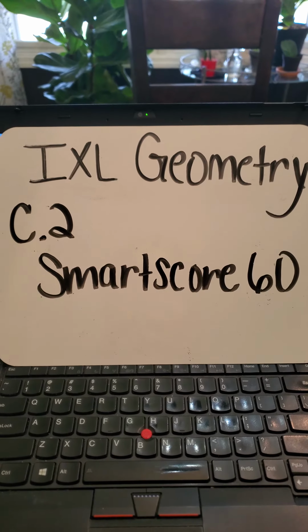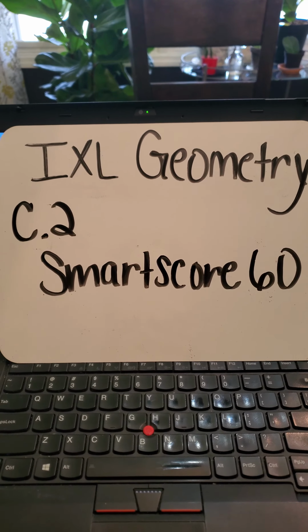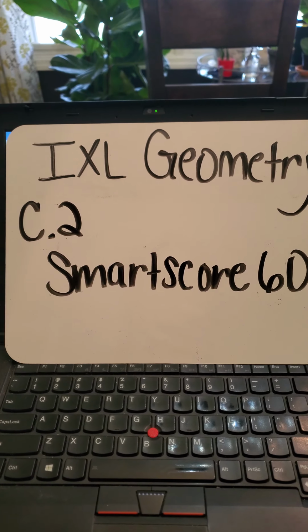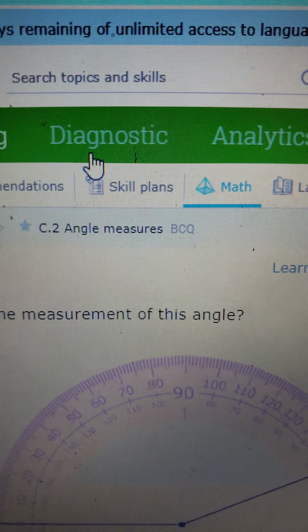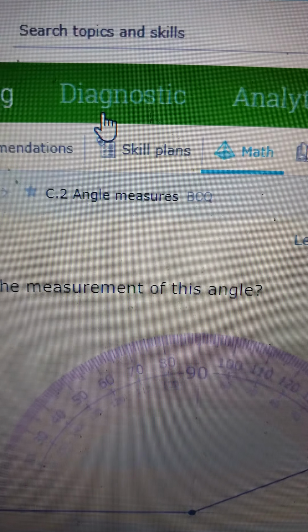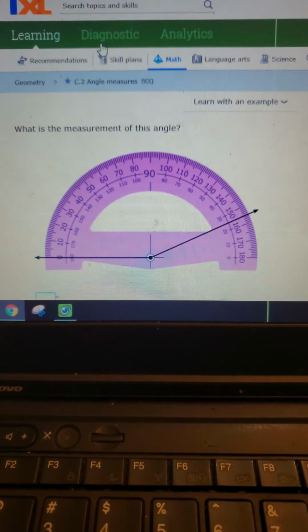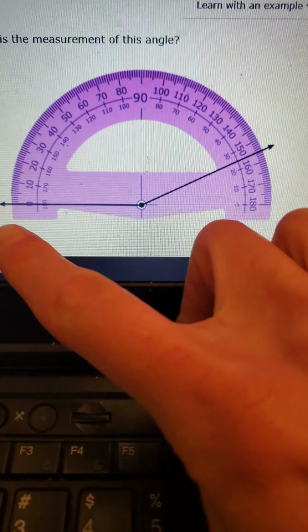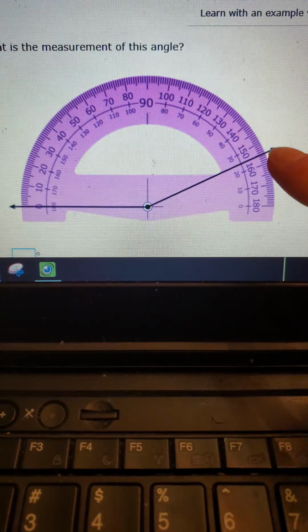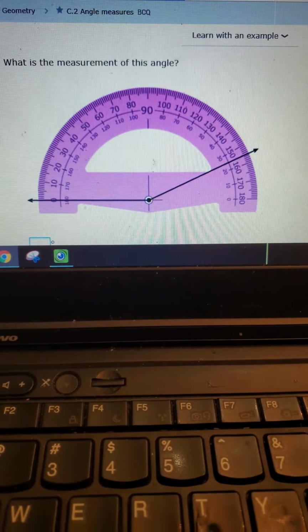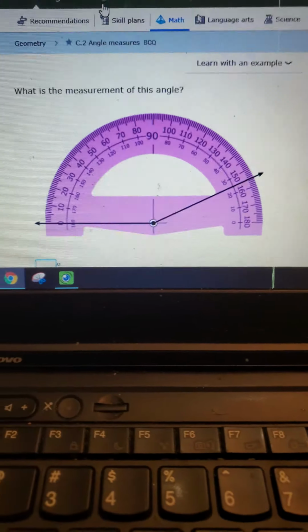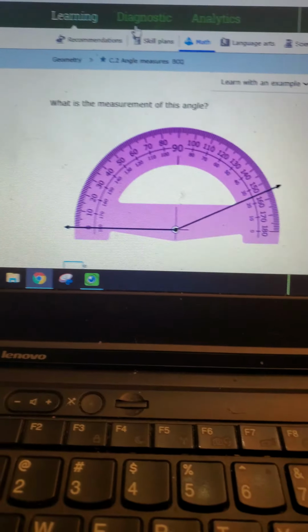For this lesson in IXL, you're going to work in section C.2 and work until you get a SMART score of 60. Section C.2 is on angle measures. So you will be given an angle. We can see that here in black. And a protractor will be on top of it, and you'll find the angle measure.